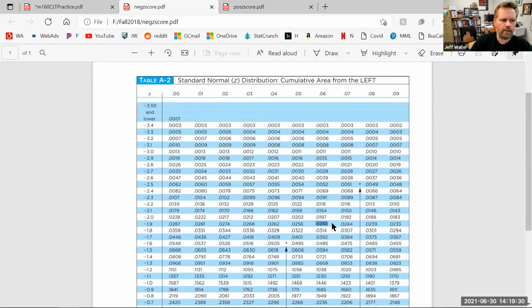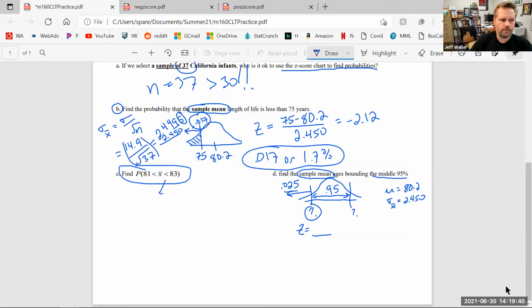I know the area that's below it, which means I can look out and find out what that z-score must be. I'm just doing the opposite of what we normally do. So now can somebody tell me without doing any work what the z-score is over on this side? Positive of the one that was negative. Yeah, positive 1.96, because it's the middle 95%, so it's symmetric on either side. Because right in the middle, of course, is 0.